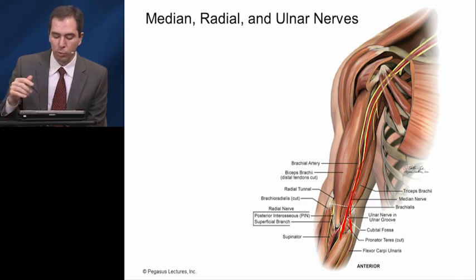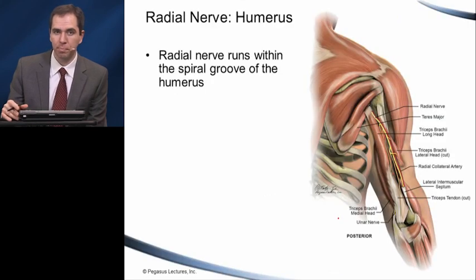Then the radial nerve is in the arm. We're going to show it on the next slide, but it wraps around the posterior arm and then comes anterior to the lateral elbow, and then it divides into the superficial branch and the posterior interosseous nerve. And we'll go through that in detail in a minute.